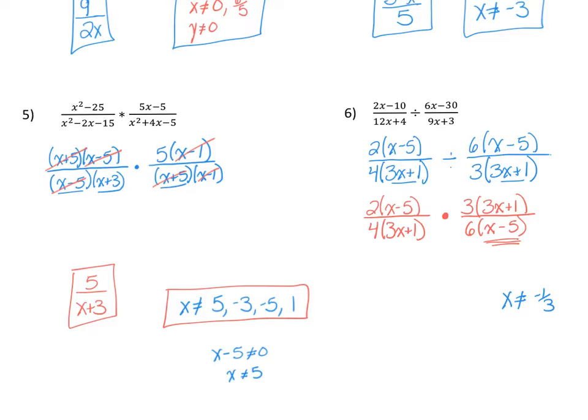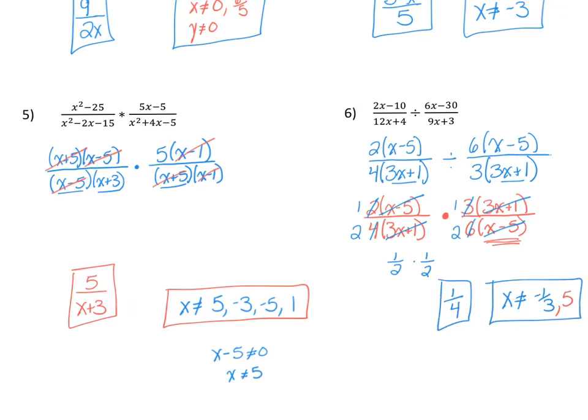So you're looking at those denominators. We already have the negative 1/3, but now we also have to add a 5 to that list. Once you do all that, now you can start canceling. So it looks like the x minus 5s are canceling the 3x plus 1. Now, you can also reduce some of these numbers. 2 over 4, doesn't that reduce to 1 over 2? 3 over 6, that also reduces to 1 over 2. So if you look, we have 1/2 times 1/2, which actually is just a 1/4, and that's the most simplified form.